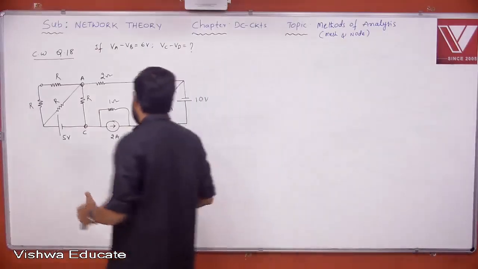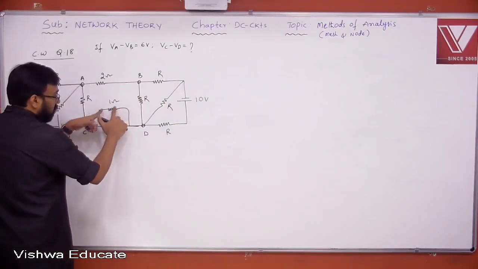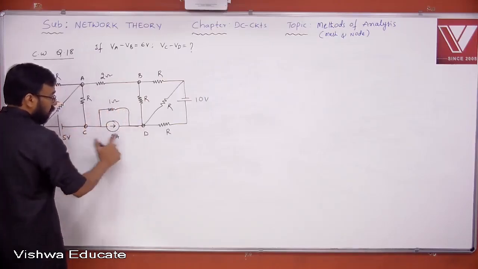Look at this. He's asking VC minus VD. That means it is the voltage across 1 ohm. Agree or not, all of you? All of you agree with me? Voltage across 1 ohm is nothing but voltage across CD.